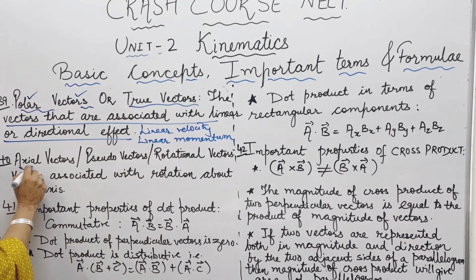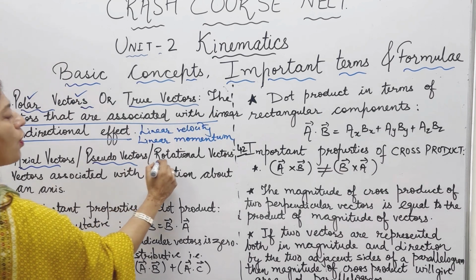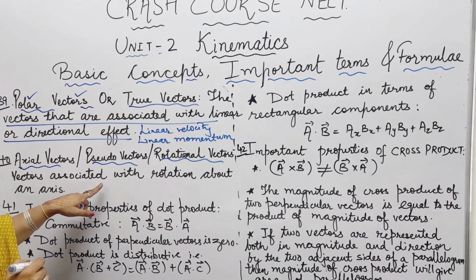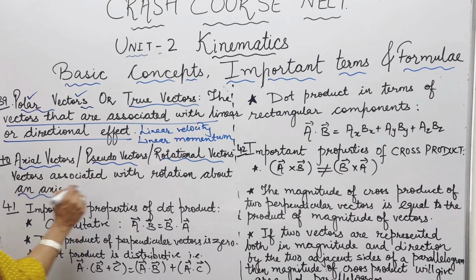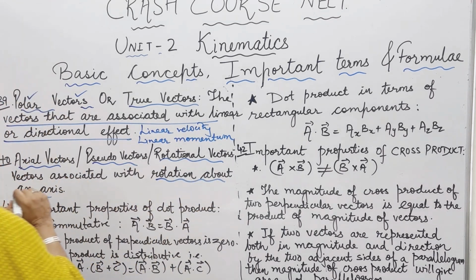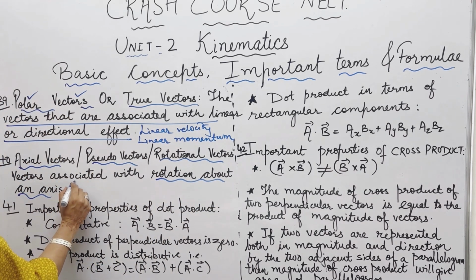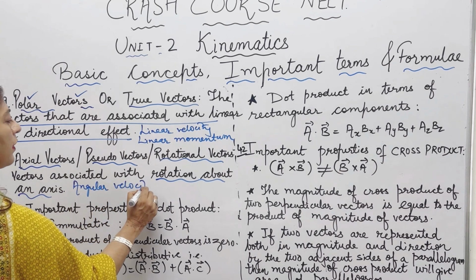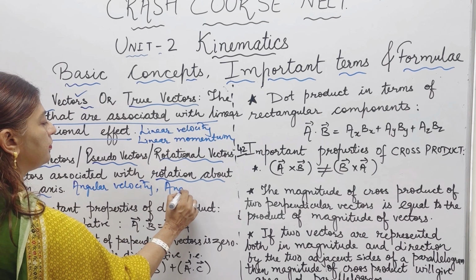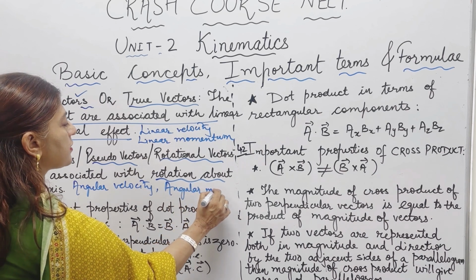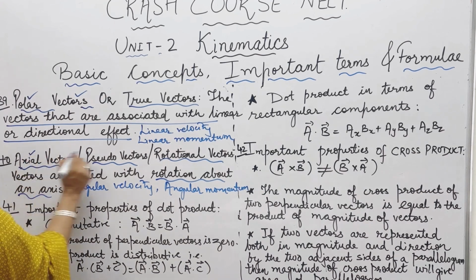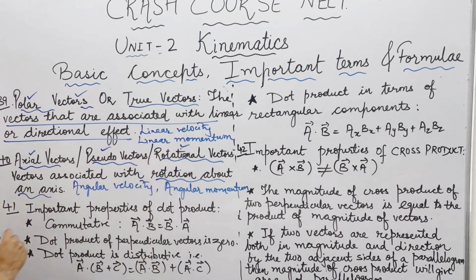The next is axial vectors, pseudo vectors, or rotational vectors. These are associated with the rotation about an axis, and the examples are angular velocity and angular momentum. These are examples for the axial, pseudo or rotational vectors. Either of the names can be given to these vectors.